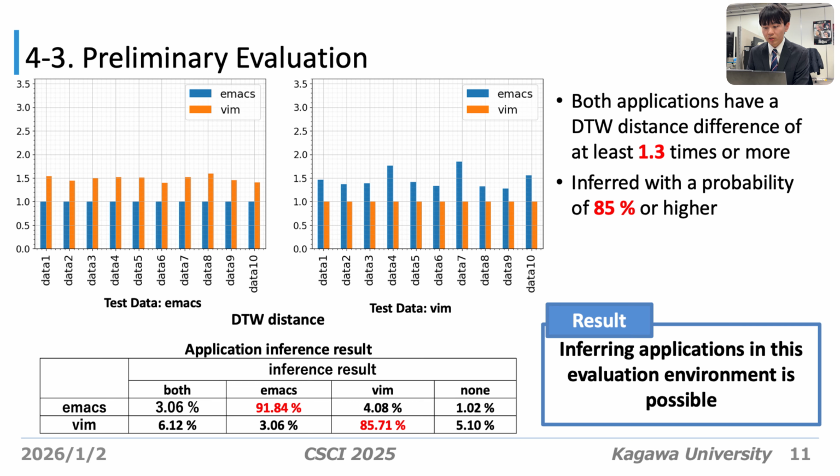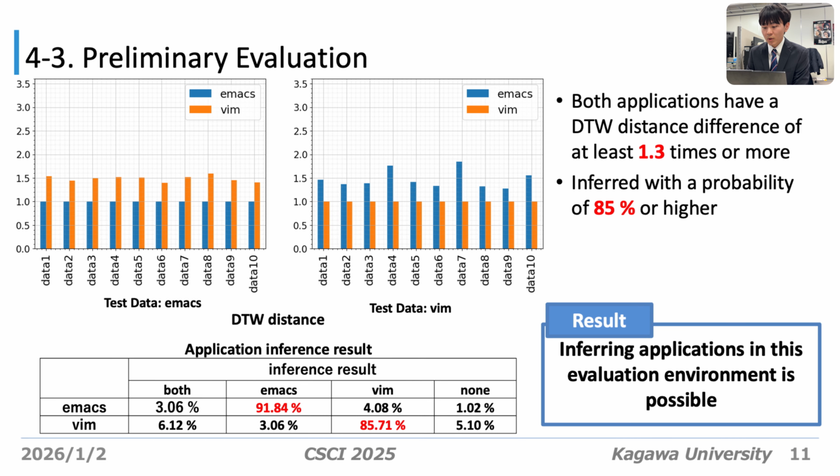The table in the bottom left shows the application inference result. The executed applications were Vim and Emacs. Their execution patterns fall into 4 categories as shown in the table. When loading a file in Emacs, over 91% of cases were correctly inferred. When loading a file in Vim, over 85% of cases were correctly inferred. This shows that inferring application in this evaluation environment is possible.